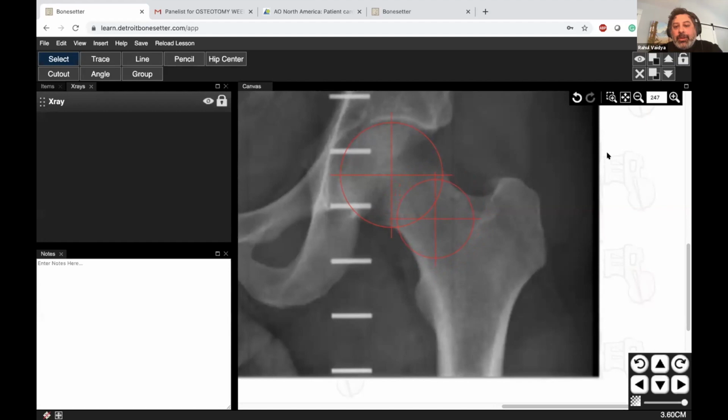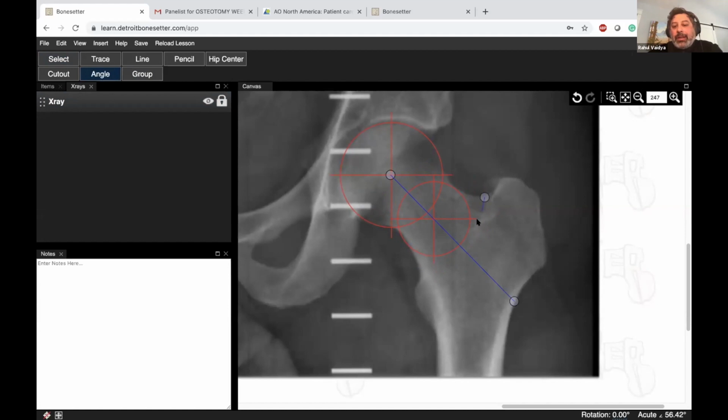So here we now have a point in the middle of the neck, and I'm going to lock that. And now I'm going to do an anatomic neck shaft angle. I'm going to go to the left and get angle, and I'm going to draw a line from the middle of this hip center to the middle of the neck, and I'm going to bring it out the side, and then I'm going to draw another line down the anatomic axis of the femur.